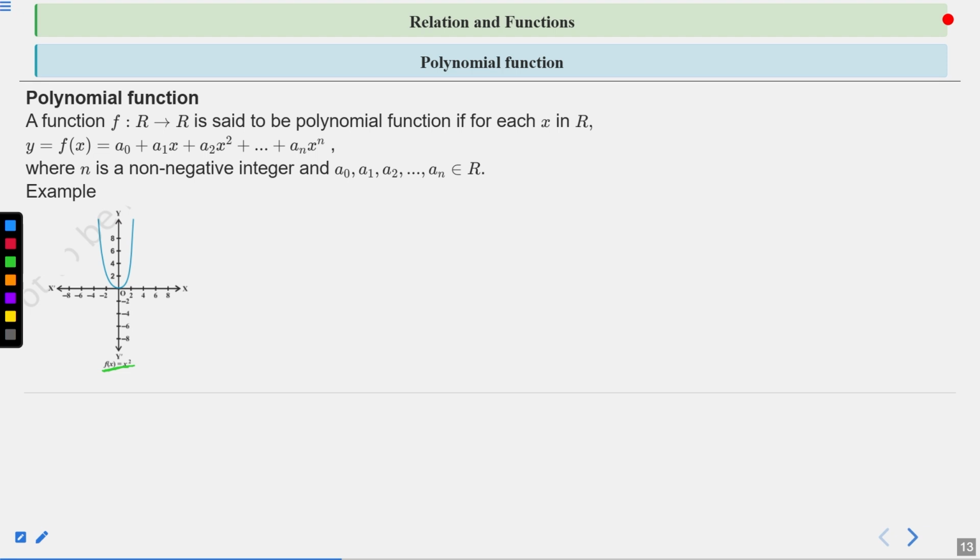You can easily plot your graph. If you put input 0, output will be 0, so 0, 0. If you put 1, the output will be 1, so 1, 1. If you put 2, then output will be 4, so 2, 4, and so on. And you will join your points, your pairs, and you will get this sort of curve. Clear?